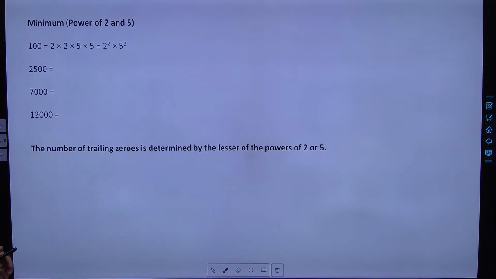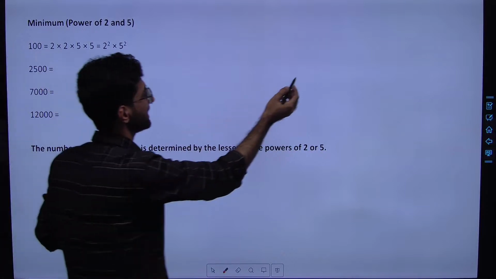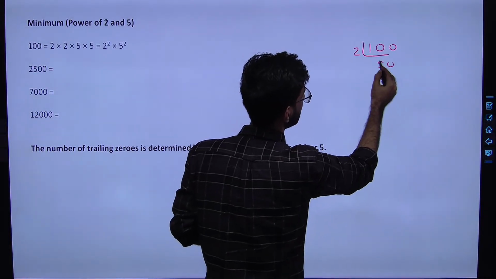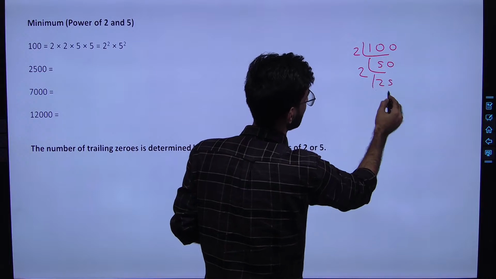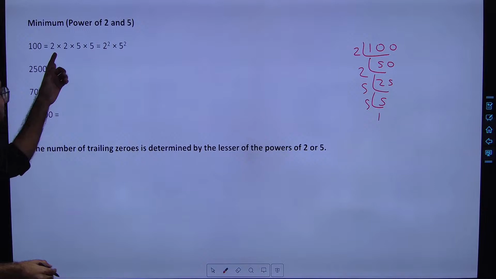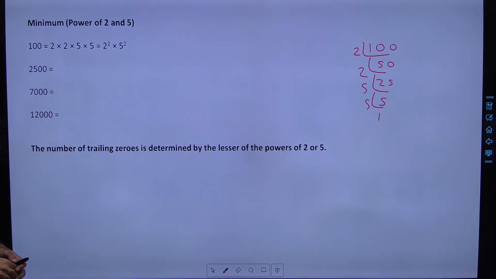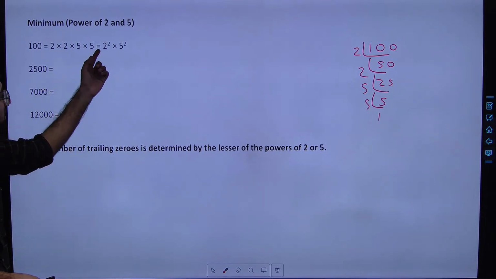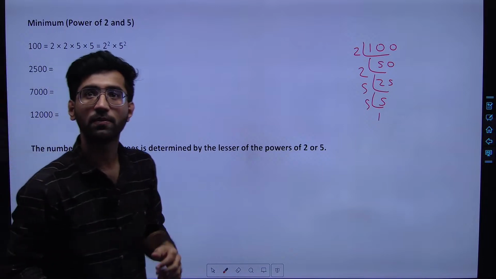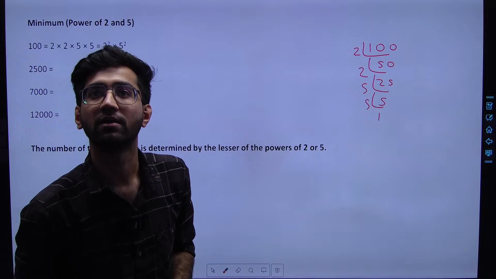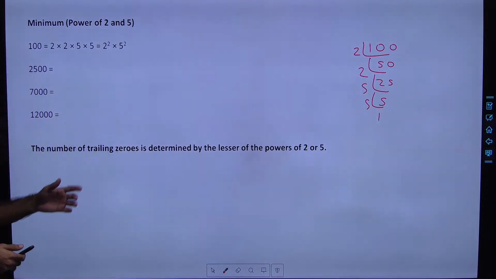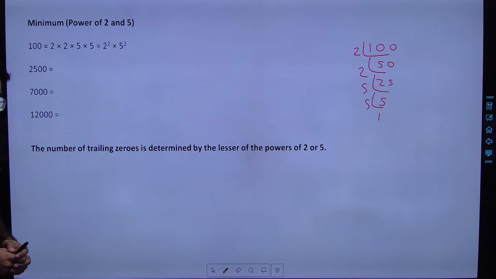Let us look at 100. We can write 100 as, if you prime factorize 100, what will you do? 2 into 50, 2 into 25, 5 into 5, means you can write 100 as 2 into 2 into 5 into 5, means you can write it as 2 to the power 2 into 5 to the power 2. Okay, 2 to the power 2 into 5 to the power 2.